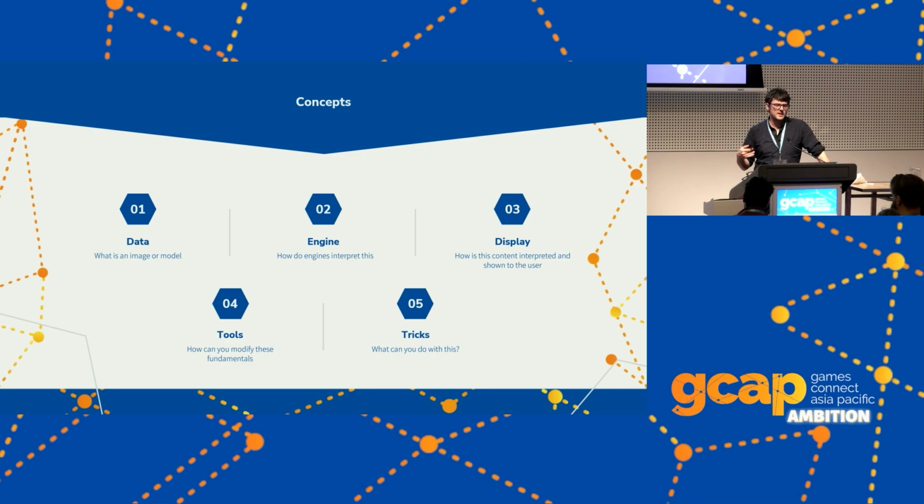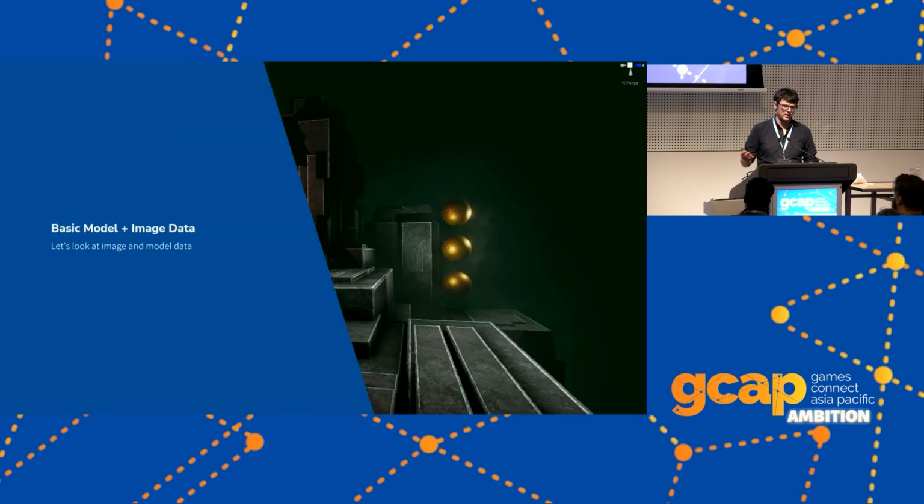So the first part of the talk is just me talking about what the underlying data for all of this stuff is. I'm going to try and go through it pretty quickly because I then need to explain how that's relevant. But I'm not going to be able to do that unless you understand the data. Then I'm going to talk a little bit about how engines interpret it, how they display it, the tools that we can use for it, and just a couple of tricks that I've picked up along the way.